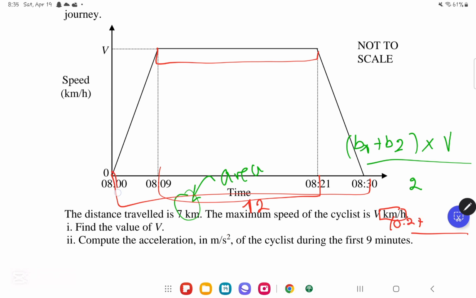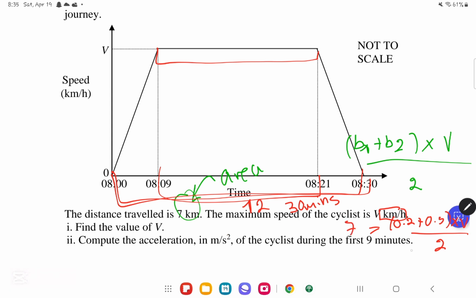You will add it to the base 2, which is the difference in time, which is from 8:30 to 8, which is 30 minutes, okay? So 30 minutes, you will change it into hours, so 30 divided by 60 is 0.5 hour, times the height v over 2, it is equal to what?